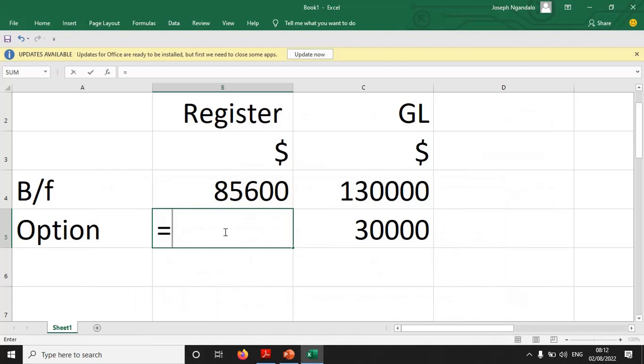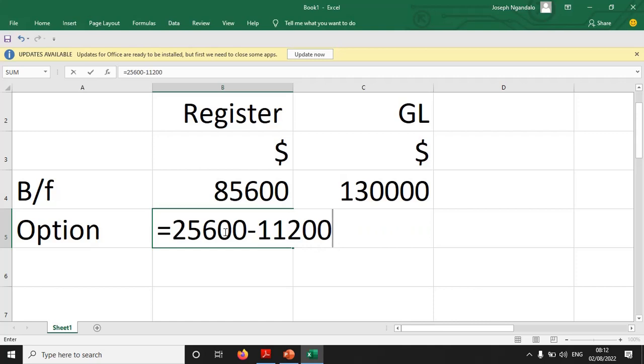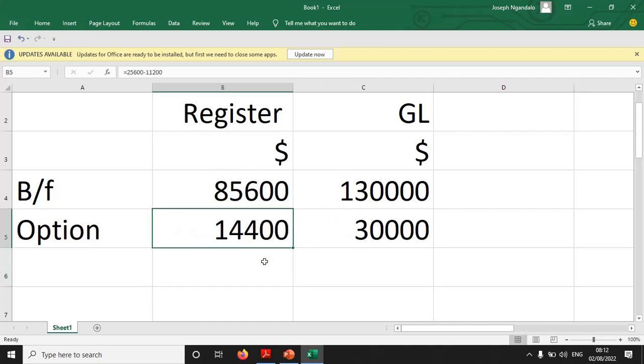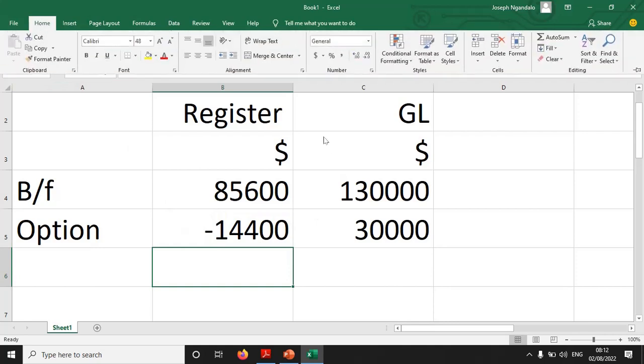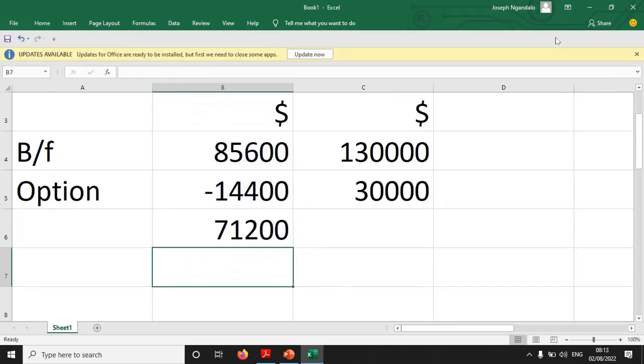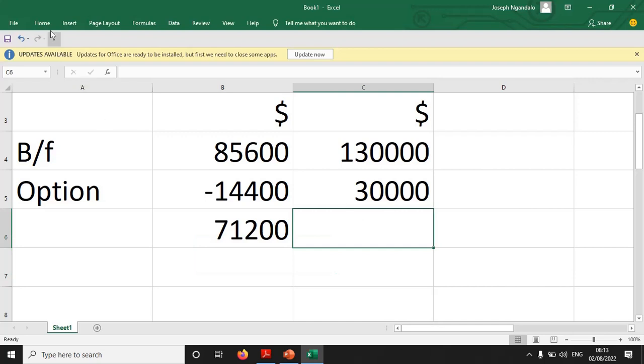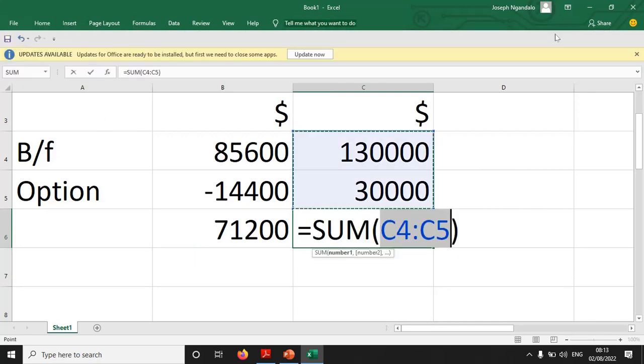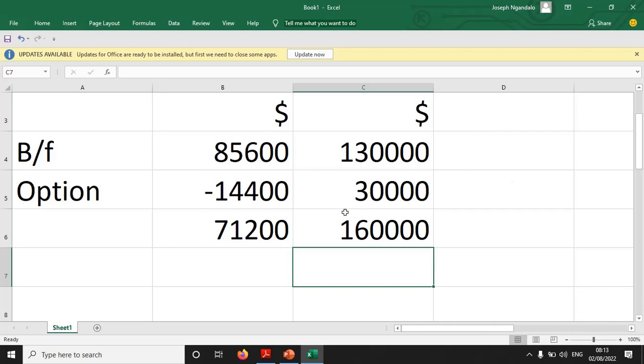So help me. You say 25,600, minus 11,200. You're getting how much there? 14,400. Now since it was a disposal, you're going to say 14,400, it's a minus. Now check if the numbers are correct. Here, there's a 71, but there is a 160. So definitely option A is not the correct one.